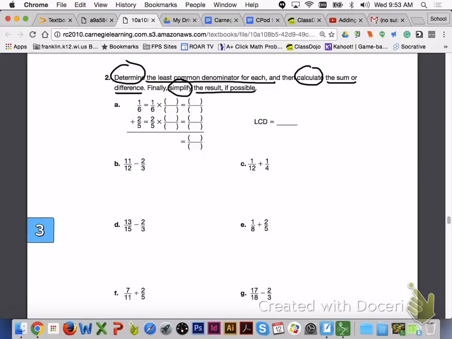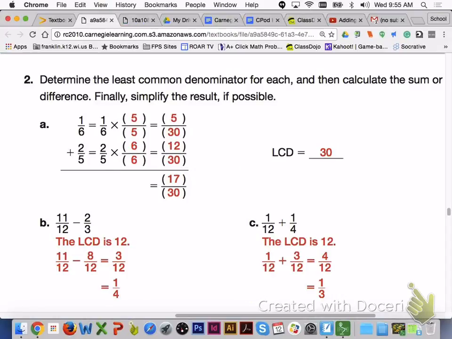Turn to page 176. Answer number 2, letters A through G with your group members. Let's walk through the steps together. For number 2, letter A, the first thing you have to do is determine what the LCD is. It would be 30. Then we have to find an equivalent fraction for each of the fractions in the addition problem. If my LCD is 30, I'm going to multiply 1/6 by a fraction form of 1, which is 5/5, to get 5/30. I'm going to multiply 2/5 by a fraction form of 1, which is 6/6, to get 12/30.